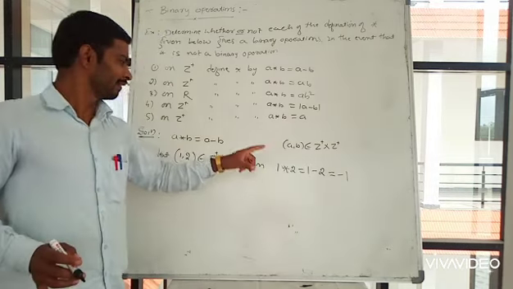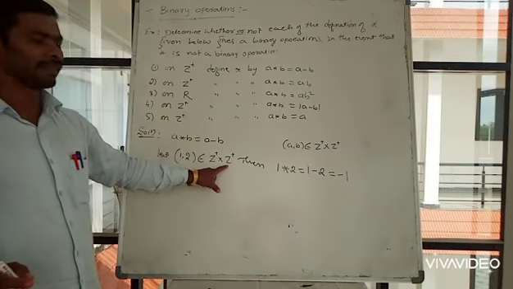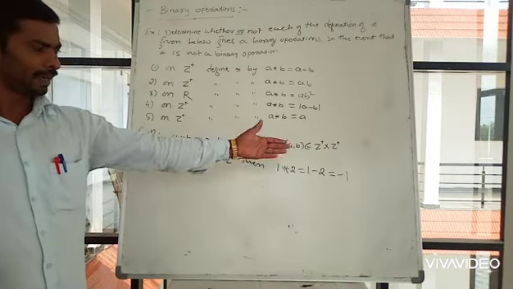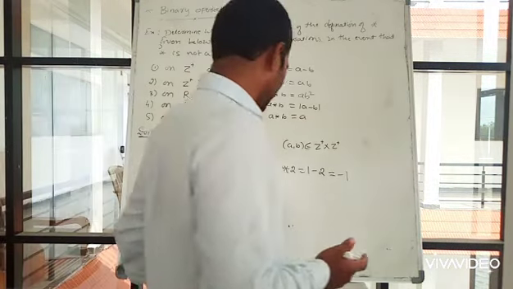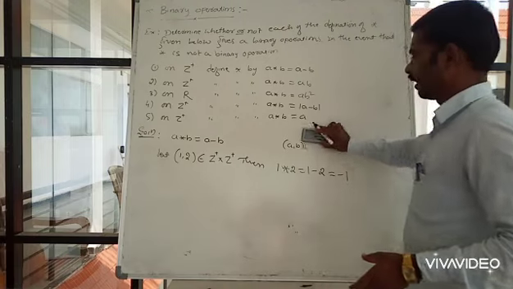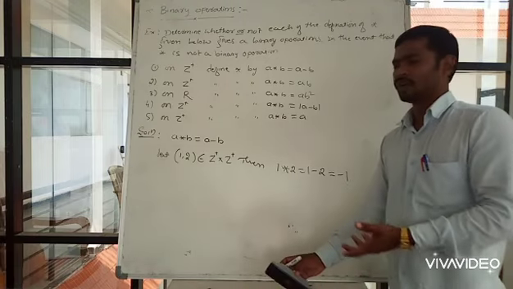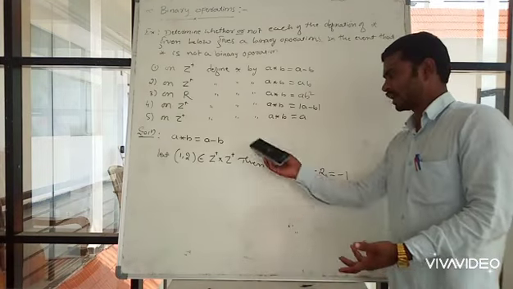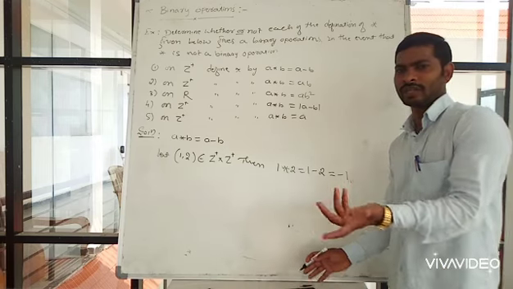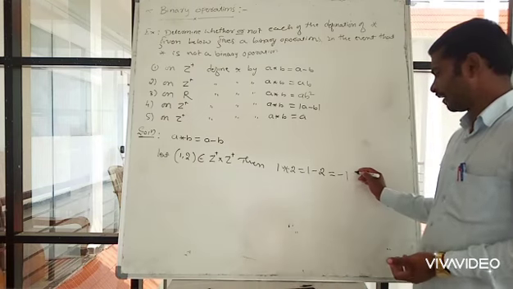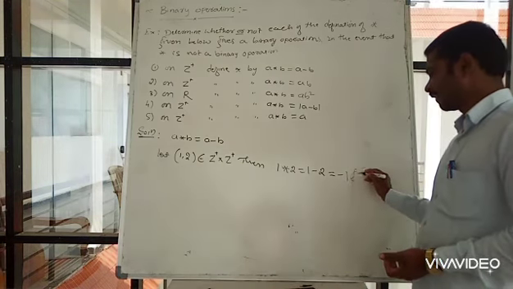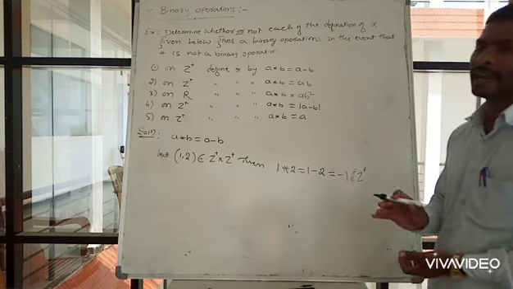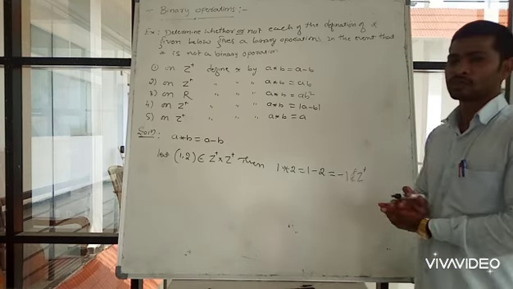Is this result an element of Z plus or not? If it is an element of Z plus, then you can say it is a function. Otherwise, at this point, the function is not defined. Minus 1 is not in Z plus. It is a negative integer, not a positive integer.